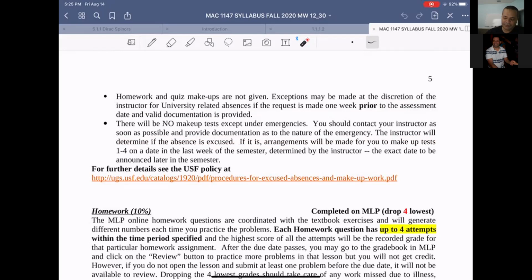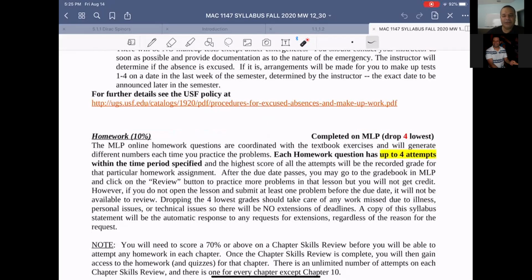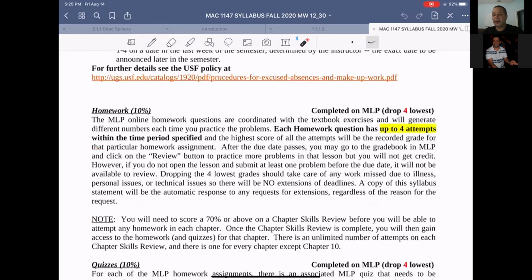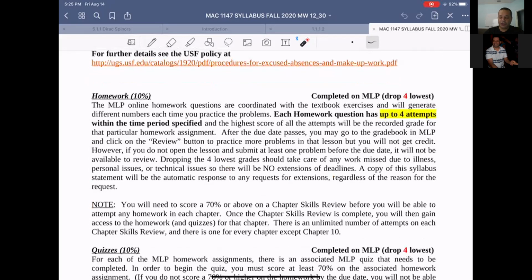Okay. All right, homework. Like I said before, there's going to be homework and quizzes for every section in MyLab Plus. We do drop the 4 lowest. Okay, so if you miss one or you do badly on one, then I do drop the lowest 4.